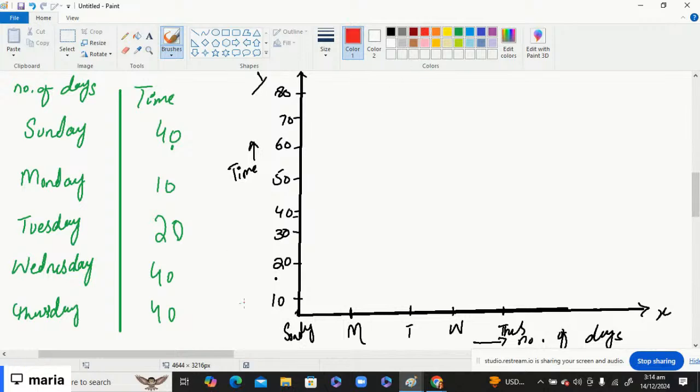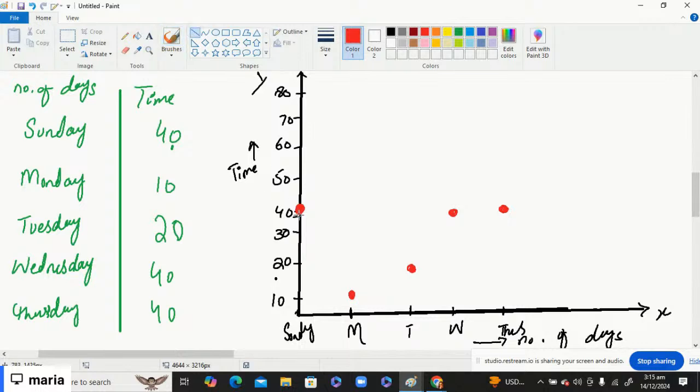Now let's mark the point. On Sunday it's on 40. So I just mark it over here. On Monday it's on 10. On Tuesday it's on 20. On Wednesday it's on 40. On Thursday it's on 40.